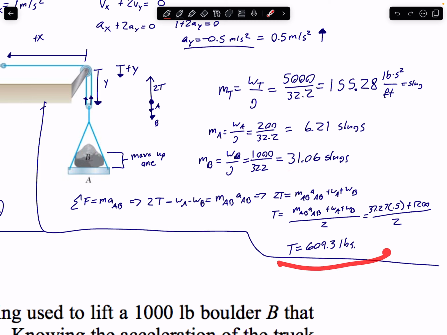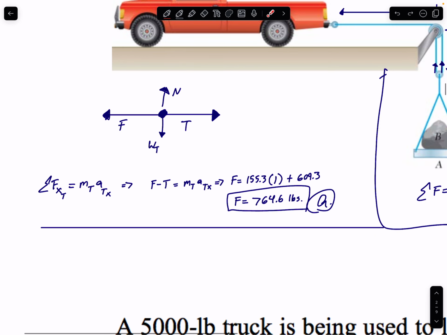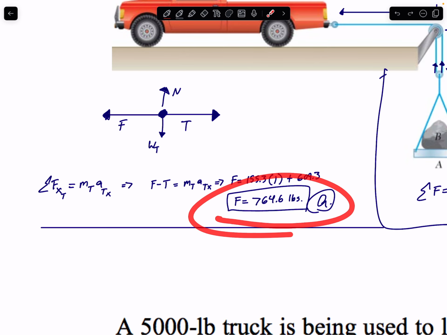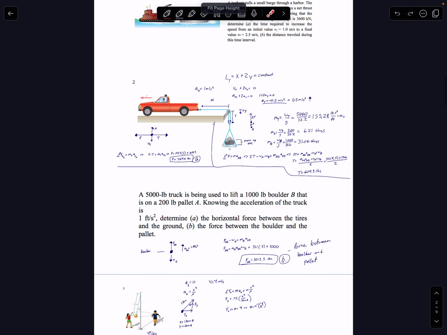After a bit of algebra, we find that the tension in the rope is equal to 609.3 pounds. That allows us to determine the force over here, because we just found the tension, and we know the acceleration and the mass already, so it's just plug and chug. The force of the truck is equal to 764.6 pounds. It's actually in that direction.